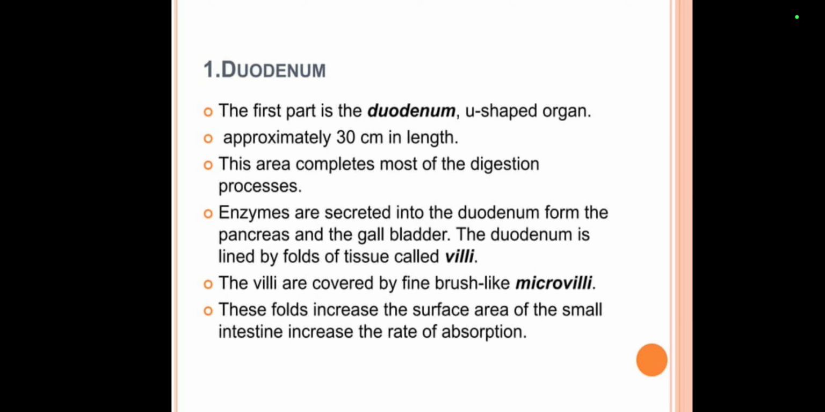Enzymes are secreted into the duodenum from the pancreas and the gallbladder. As I mentioned a while ago, the pancreas and the gallbladder are your accessory organs. The duodenum is lined by folds of tissue. When we say folds of tissue, it is a membranous surface lining protected by connective tissue, and that is called villi. The villi are covered by fine brush-like projections called microvilli. And these folds increase the surface area of the small intestine, increasing the rate of absorption.